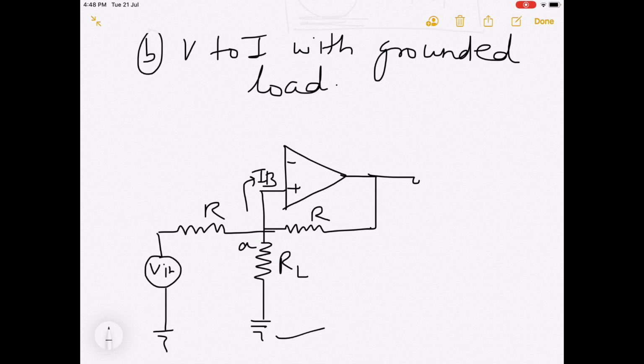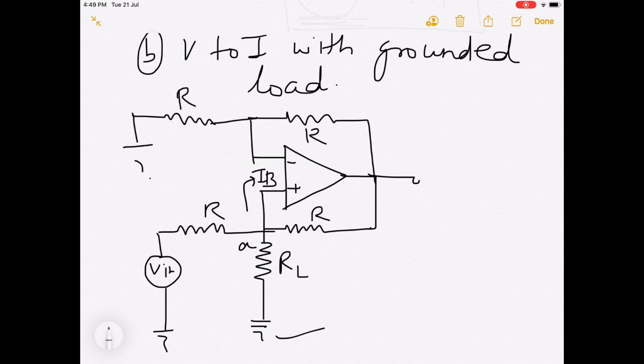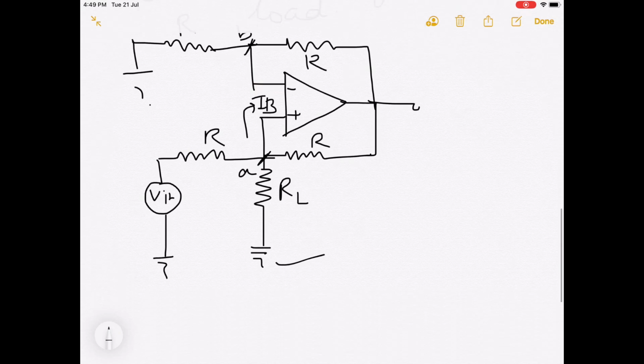Okay. So, this type of circuit is also known as V2I converter. It converts voltage to current. So, suppose all resistors are of equal value R, and this is connected to ground. This point is B, this point is A. Okay. And current flowing to this point will be IB.